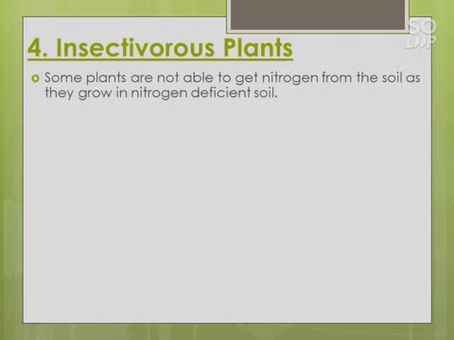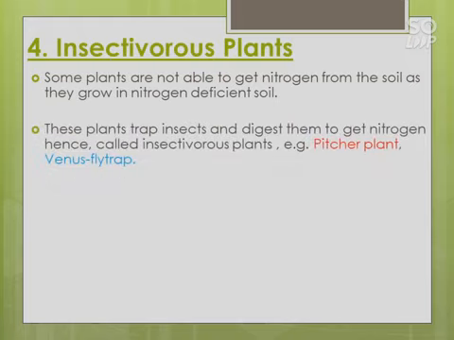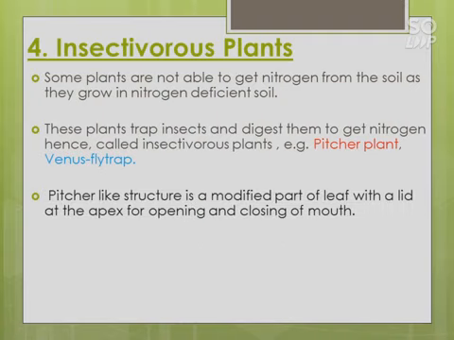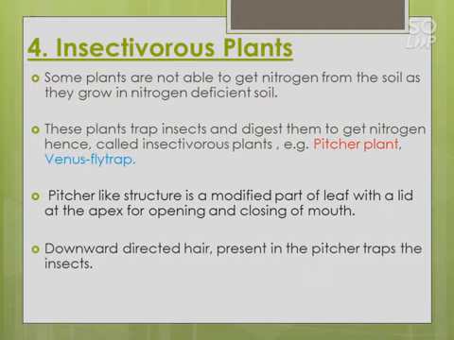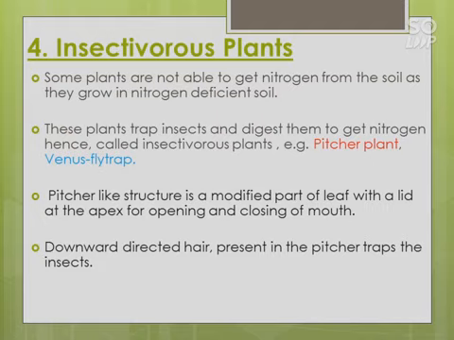As you can see, some plants are not able to get nitrogen from the soil as they grow in nitrogen deficient soil. These plants trap insects and digest them to get nitrogen, hence called insectivorous plants. For example, pitcher plant, Venus flytrap, sundew, etc. The pitcher plant-like structure is a modified part of a leaf with the lid at the apex opening and closing the mouth. It has digestive juices inside that leaf in which an insect falls and gets digested. Downward directed hairs in the pitcher plant are present to trap the insect.